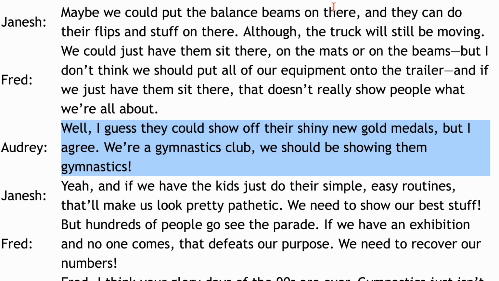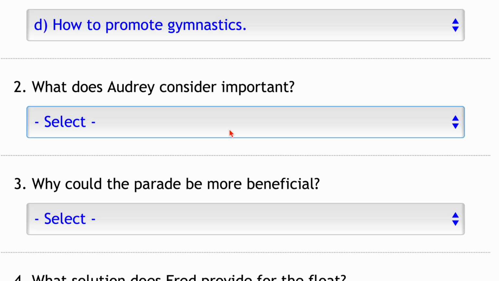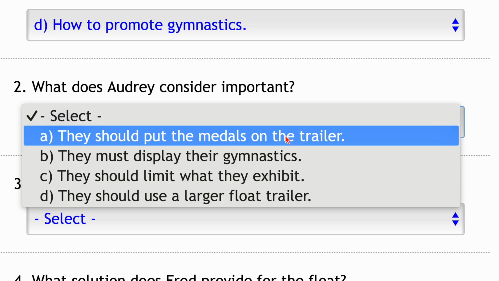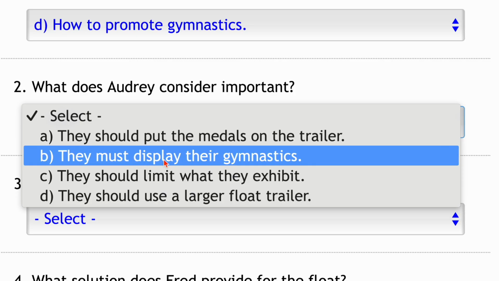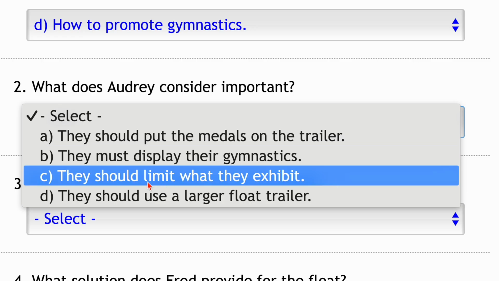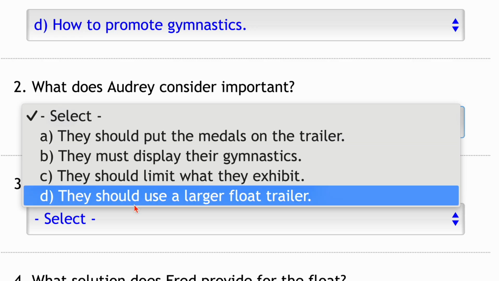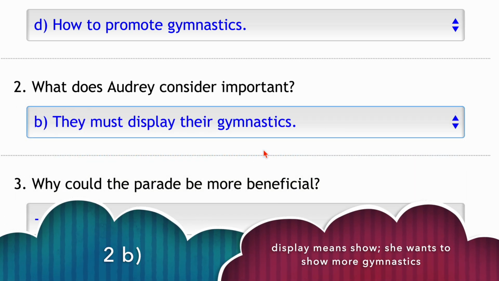Okay. Show them gymnastics. They should put on the medals. They must display or show their gymnastics. Looks like B. Not limit the exhibit and not larger float. So they must show, display, show.